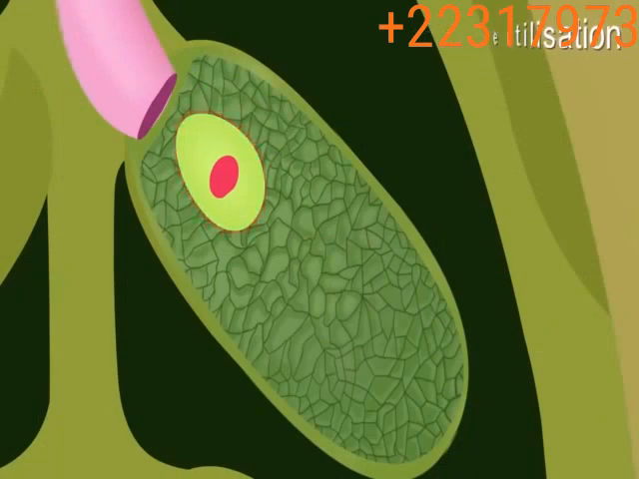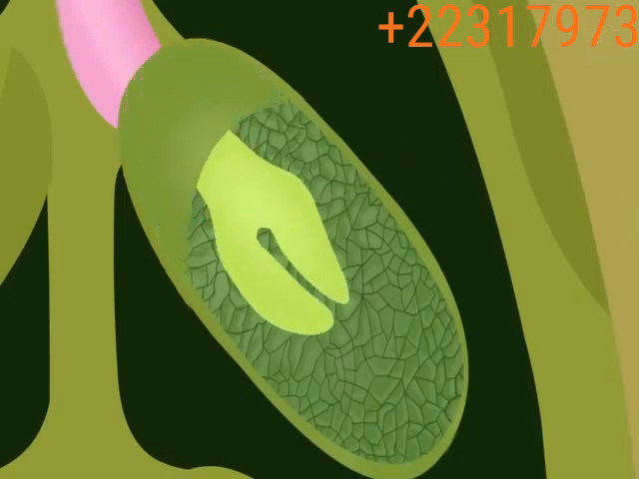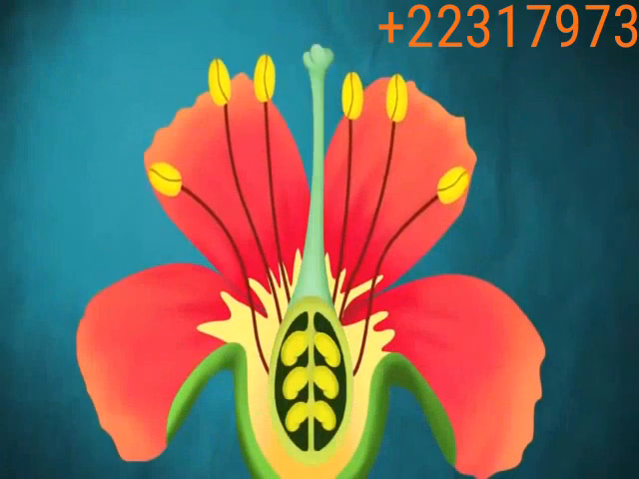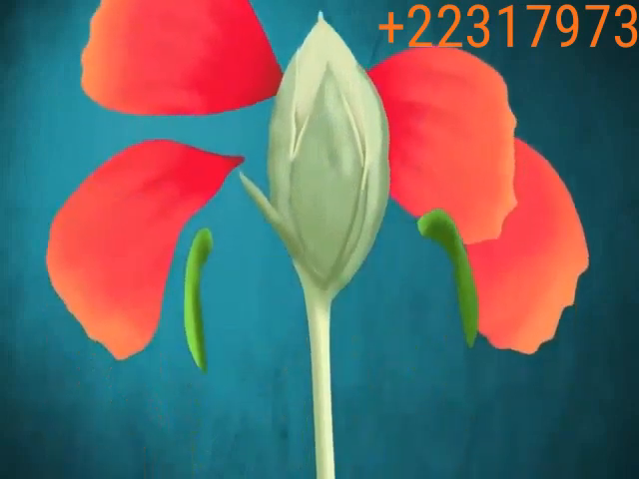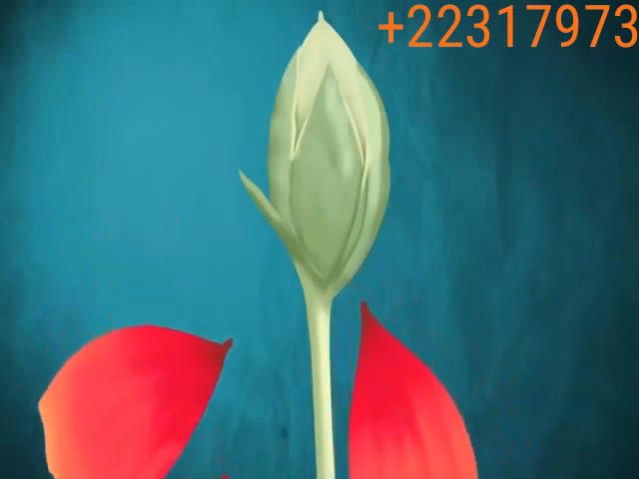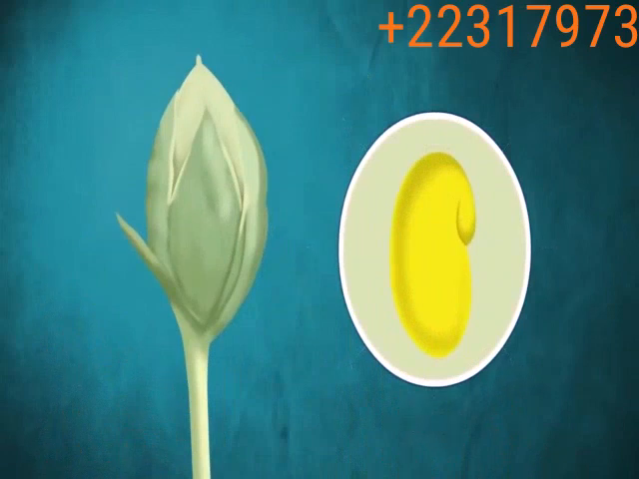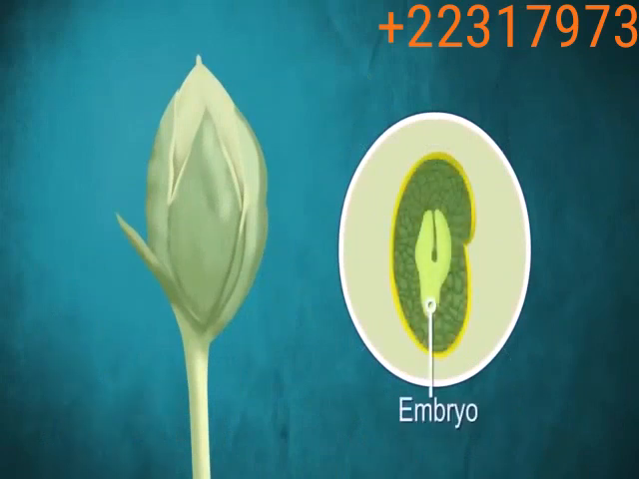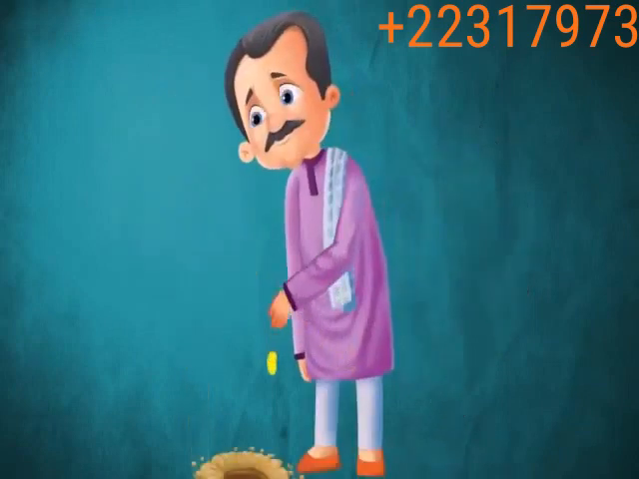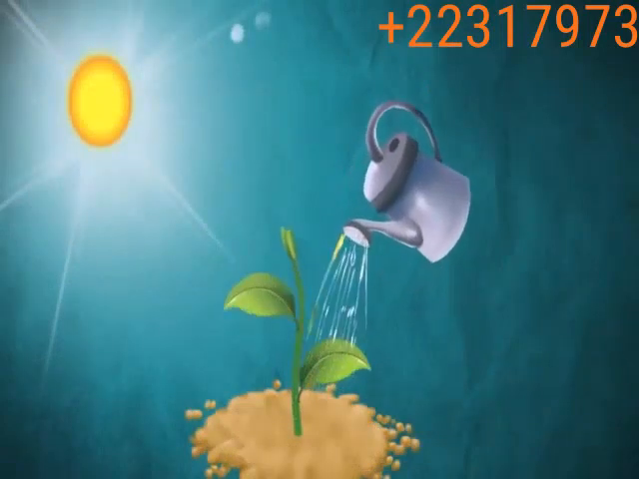Now, the zygote develops into an embryo and becomes a seed. The ovary forms a fruit, while other parts wither and fall off, such as the sepals and the petals. Now, when the seed formed is planted under conditions necessary for germination, such as water, air, and warmth, then it grows into a seedling, and that's how flowering plants reproduce.